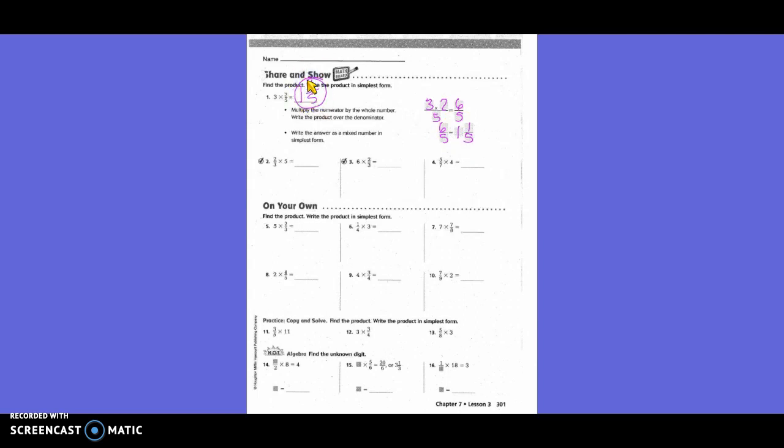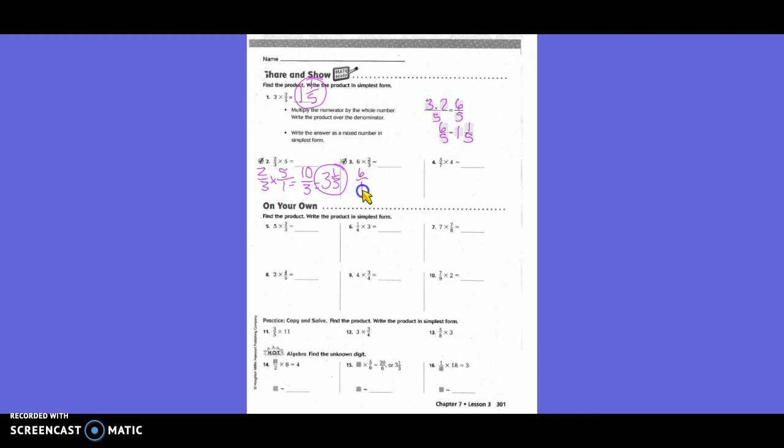Alright, so how would we write the next one? 2/3 times 5 over 1. Can we simplify? No. 2 times 5 is 10, 3 times 1 is 3. What is that simplified? 3 and 1/3.